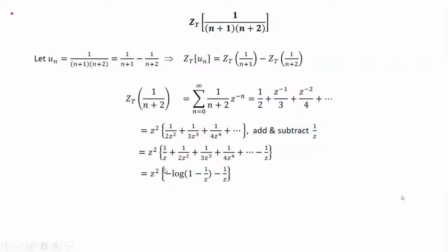So 1 by z plus 1 by 2z squared, 1 by 3z cube, etc. So I've added 1 by z, I've subtracted 1 by z. Then this whole term is minus log of 1 minus 1 by z, minus 1 by z. So it simplifies to this. So once you get this, you can substitute in this.